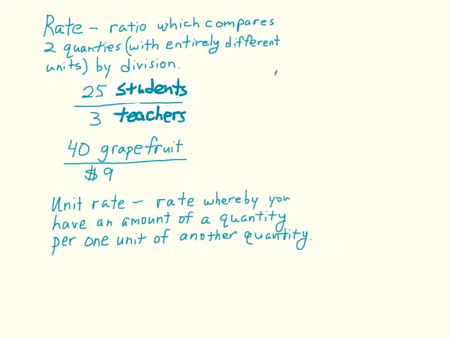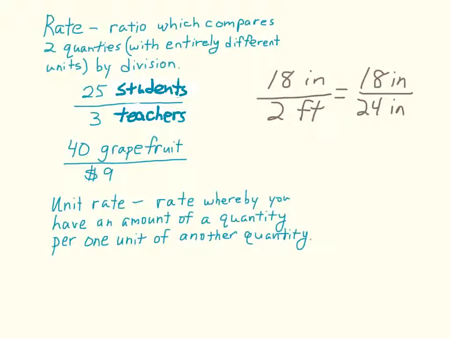Like I might have 18 inches for 2 feet, and the units are different, but I can make them the same very easily. I can make that 18 inches to 24 inches, and that's a common factor. So that's a ratio of 3 to 4. It's not really a rate because I don't even have units in my answer. I just say that's a ratio of 3 to 4. But here I can't change teachers into students or students into teachers. I can't change grapefruits into dollars.